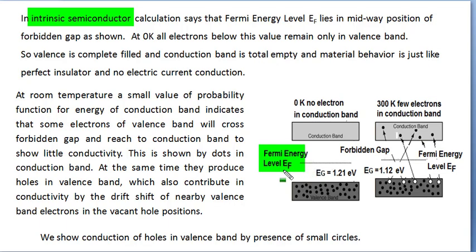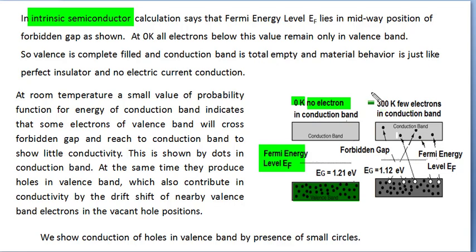Now at 0 Kelvin, this 50-50 level is not a 50-50 level, but in fact all electrons have energy less than this level. So they all have to remain in this valence band, and this conduction band is totally empty. So there is no electron in the conduction band at 0 Kelvin. So there will be no conductivity and the material will behave like a perfect insulator.